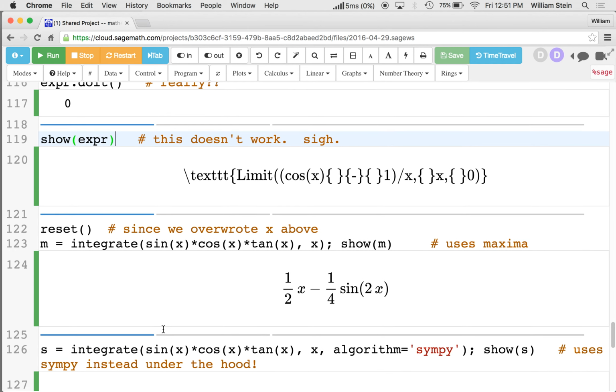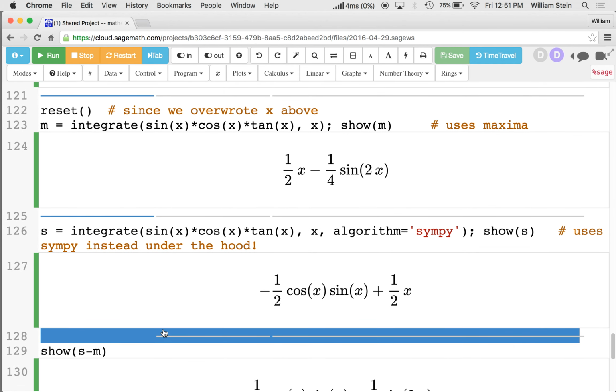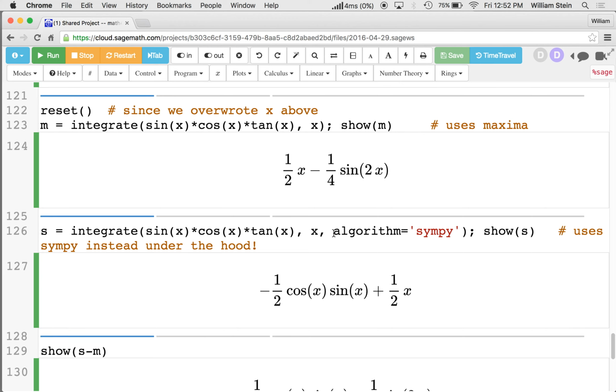And then, okay, here's an example that illustrates what I was talking about. This is an integral. It's the first one I showed you on Monday. Sine of x times cosine of x times tan of x, just some random product of trig functions. And integral with respect to x, Sage via Maxima gives the first answer. And then all you have to do to see what SymPy gives as the integral is say algorithm equals SymPy.